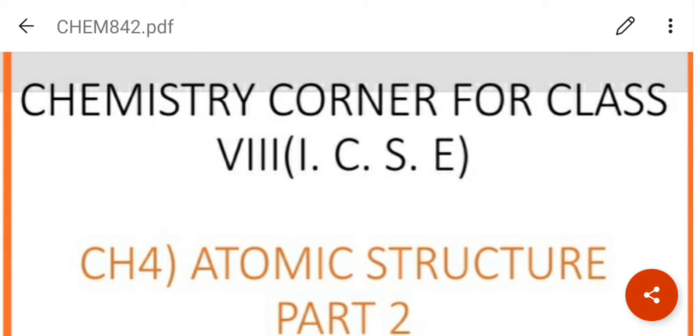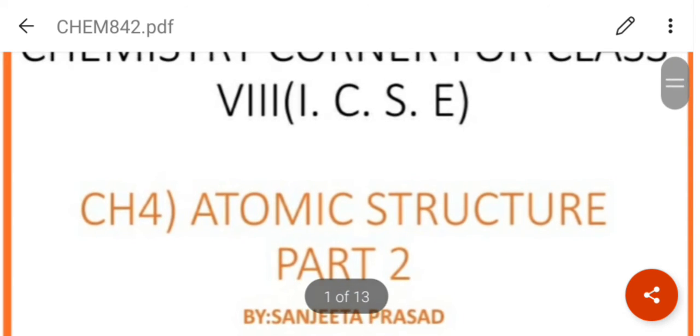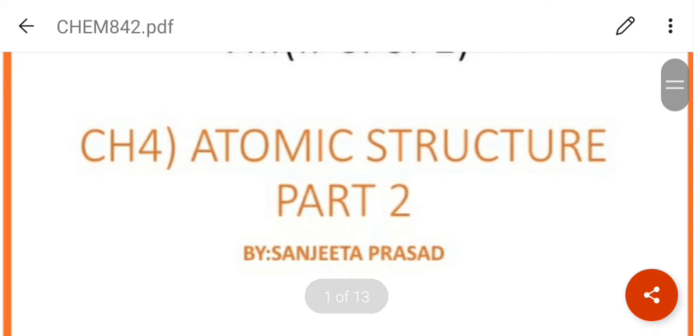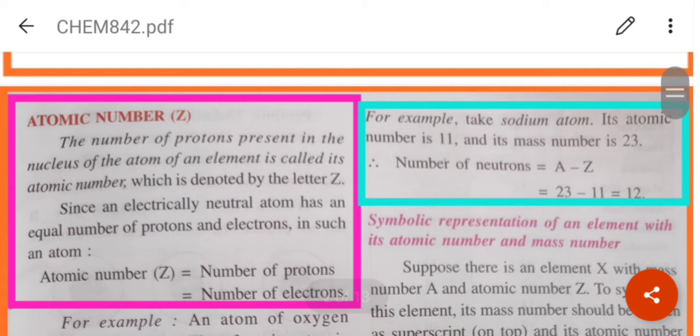Hello students, today we are going to do the second part of chapter 4, that is atomic structure, in which I'll discuss atomic number, mass number, isotopes and electronic configuration. Now, what is an atomic number?